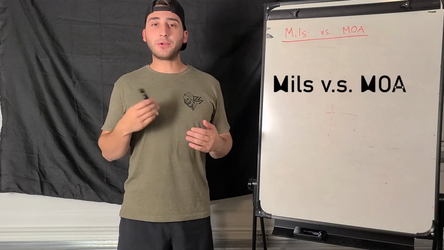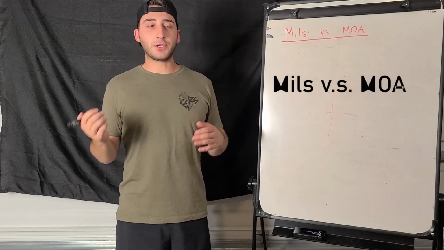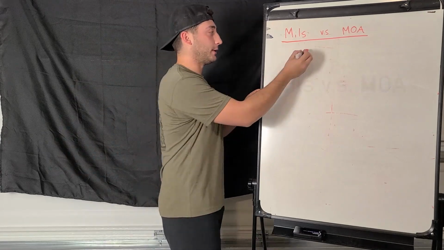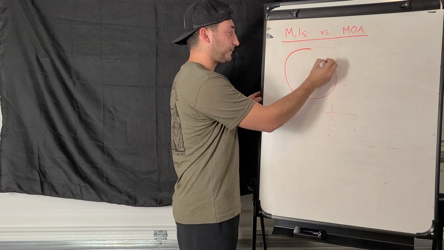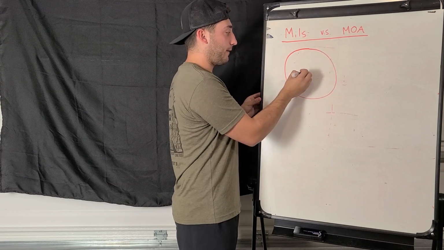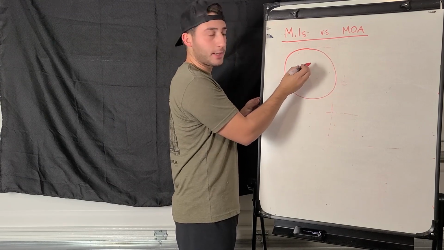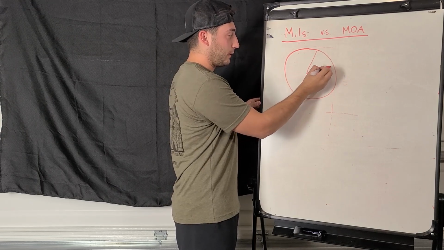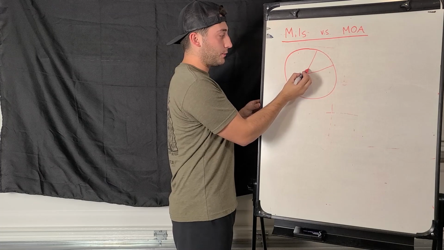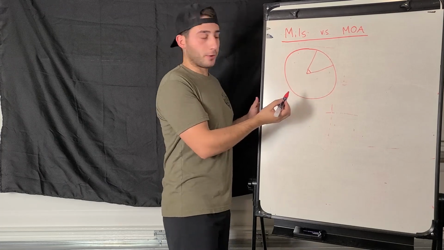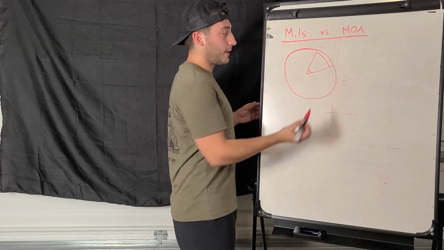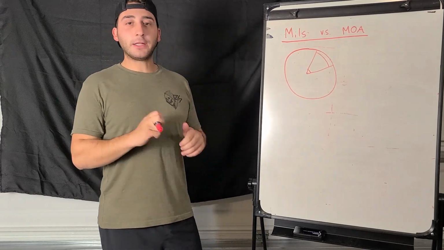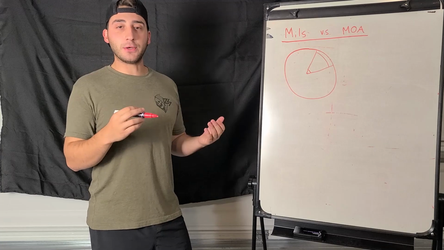All right, so MILs and MOA are two angular units of measure that are used in optics. When we think about optics, everything is working in a circle essentially. If we imagine the shooter is in the center, our field of view is a sector of a circle. As things are closer to us, that sector is smaller. As things are farther away, that sector is larger. That's pretty apparent.